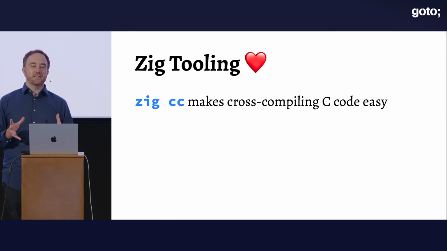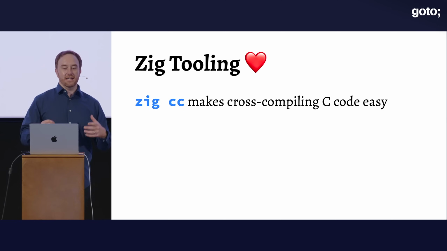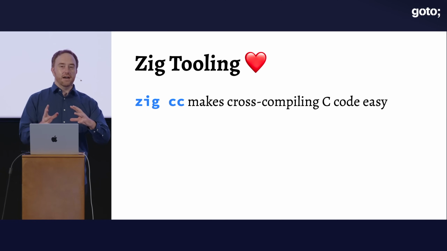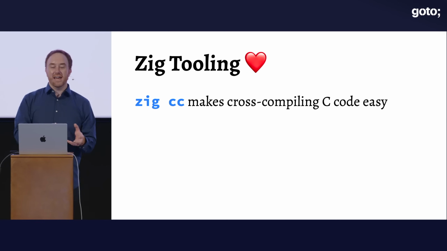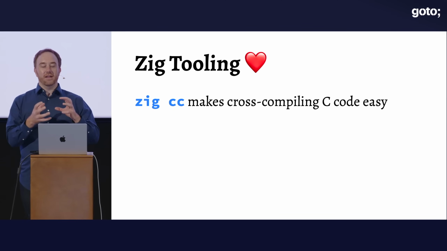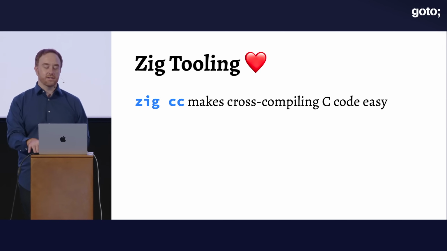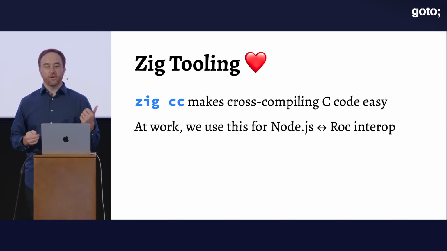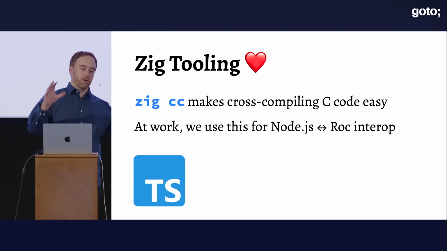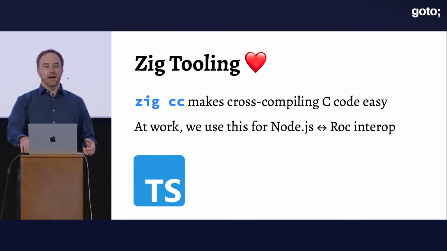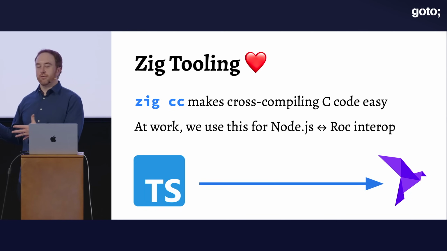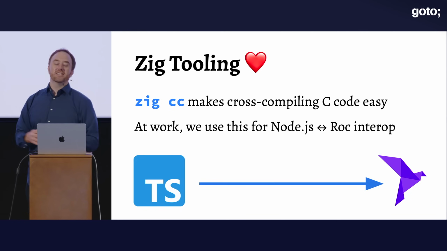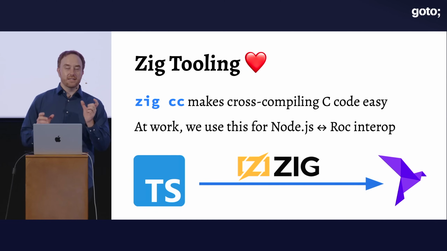So zig cc makes cross-compiling C code really easy. It's basically a way you can get some subset of Zig's toolchain features in a C compiler. Zig actually ships with a professional C compiler called Clang, and then it wraps that up in a really nice toolchain for doing things like cross-compilation. So at work, we use this for Node.js and Roc interop. Basically, at work, we have this really big TypeScript backend that runs on Node.js that's been around for a long time. And the goal is to migrate it to Roc in order to get a bunch of benefits that, again, are out of scope for this talk. And what we're using is Zig to cross-compile that.